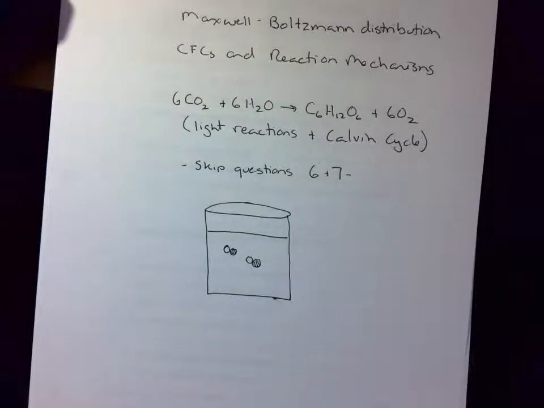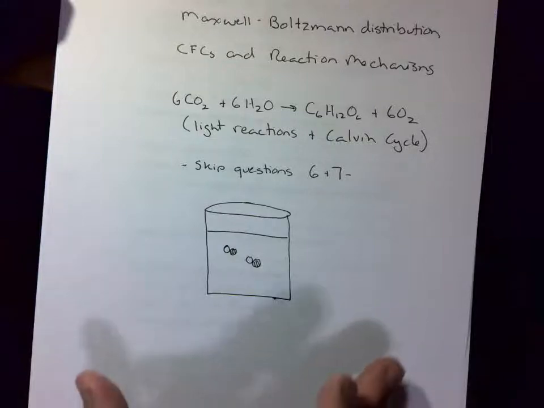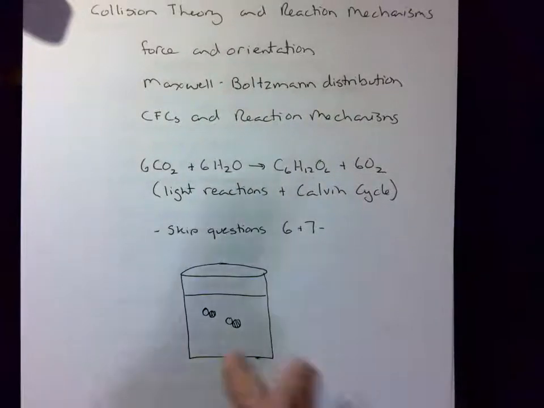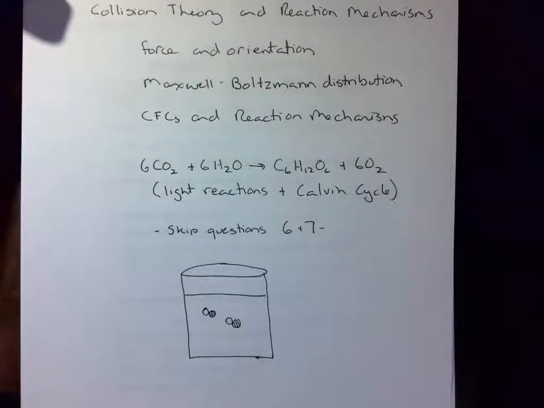Now, if you get 1 out of every 1 trillion molecules colliding, the reaction is going to occur. You've got to keep in mind that we have many molecules in this container, and we only need a few of them to collide with proper force and orientation for a reaction to occur. Sometimes this is hard to imagine. Something called a Maxwell-Boltzmann distribution curve will show the number of successful collisions for a reaction to occur.